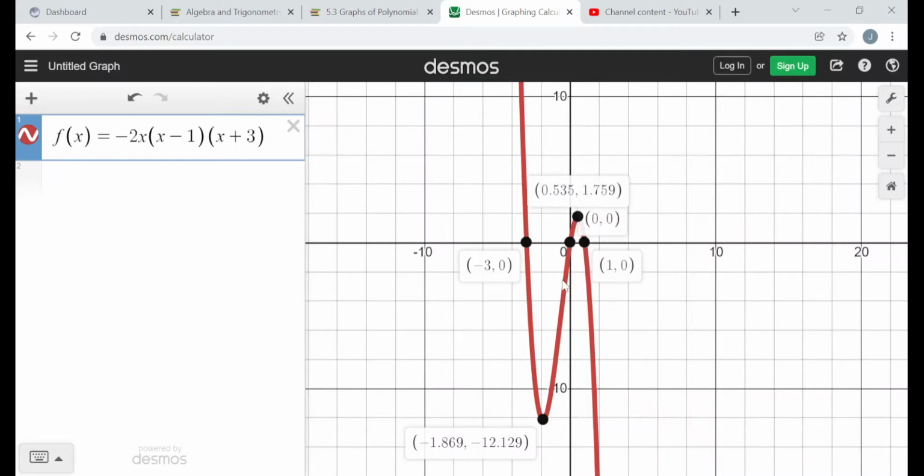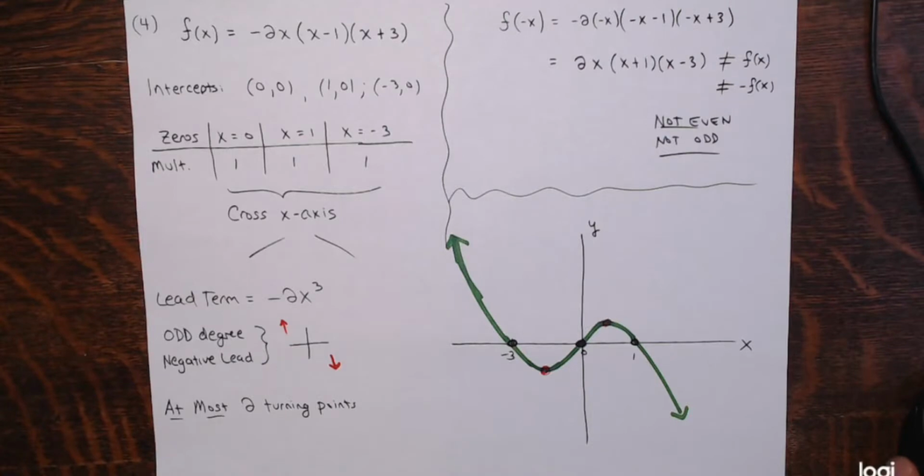Now again, this probably dips lower than I had in my picture, and this isn't as high as I had in my picture, but still there are these two turning points between these intercepts. Great, so it doesn't look half bad, my rough sketch. I got a rough idea as to how the real graph looks, right?